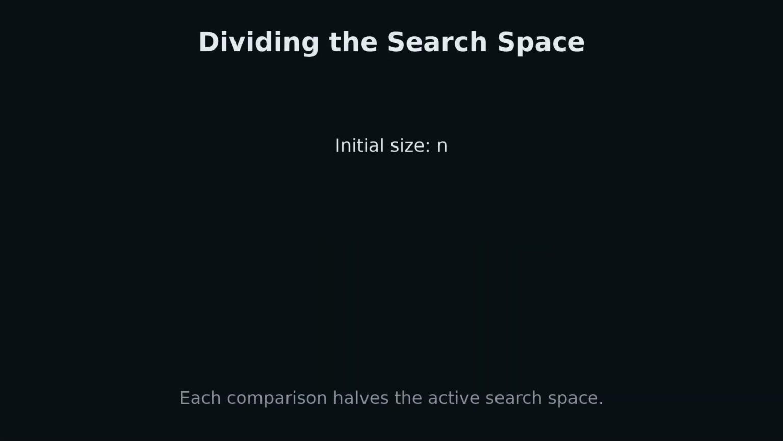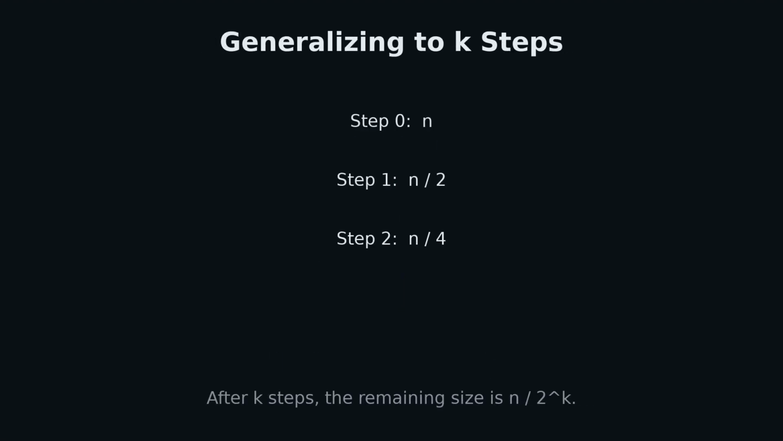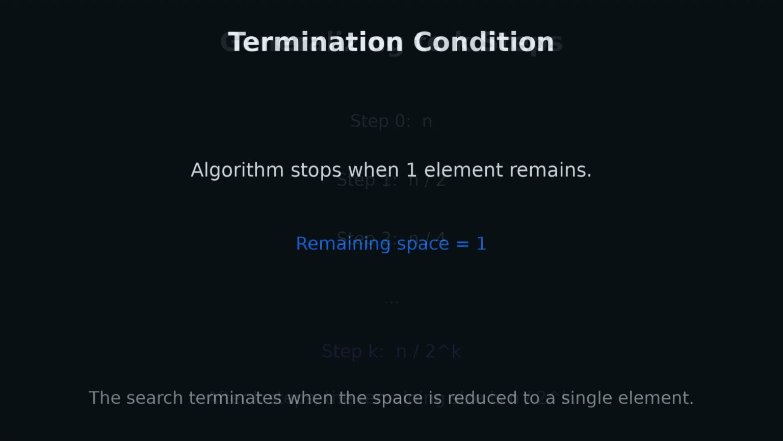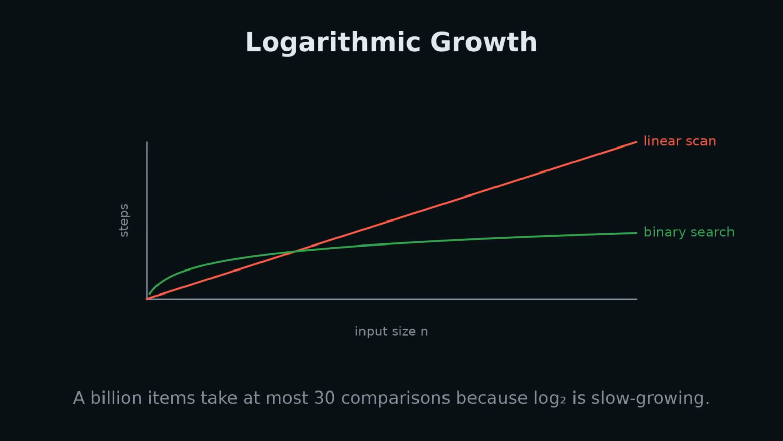To derive the time complexity formally, observe that each comparison divides the active search space by 2. Starting with an initial size of n, after one step we have n divided by 2 elements remaining, after 2 steps n divided by 4, and after k steps n divided by 2 to the power of k. The algorithm must terminate when the remaining search space is reduced to a single element. Setting n divided by 2 to the power of k equal to 1, and solving for k yields k equals log base 2 of n. This logarithmic scaling is why searching a billion items takes at most 30 comparisons.